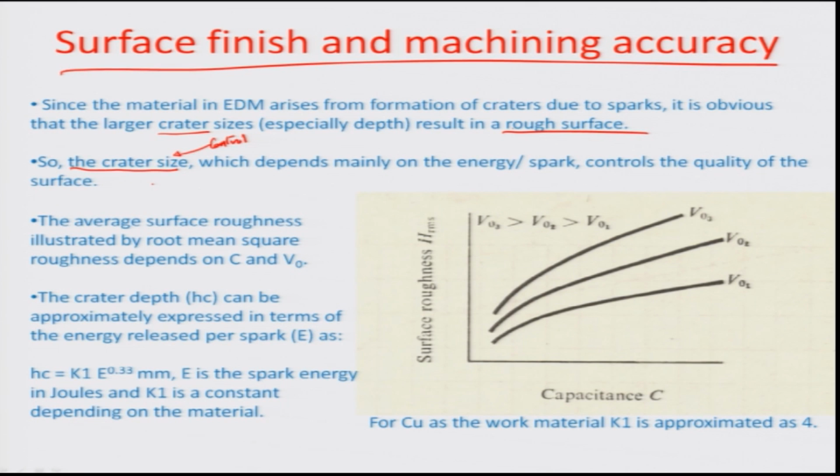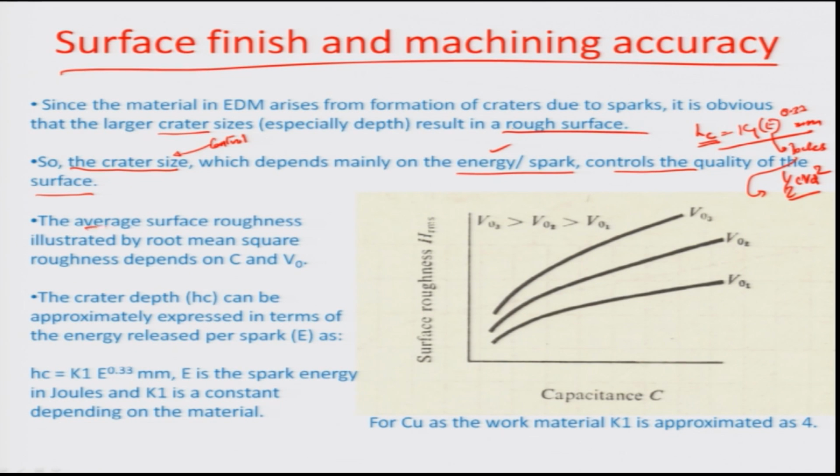And the crater size would depend mainly on the energy per spark, as I think I had illustrated earlier. You may recall how the depth of the crater Hc was related to the spark energy by some constant times E to the power of 0.33, in millimeters, where E was the energy applied in joules, and this would actually be half CVd square, which relates to the discharge energy of the capacitor through the discharge circuit of a resistance, capacitance, relaxation circuit of an EDM process.